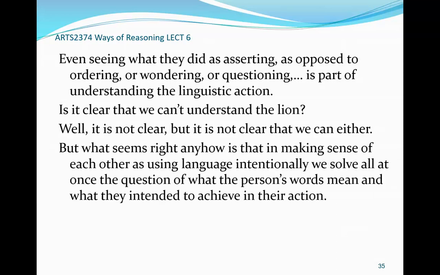What seems right in any case is that making sense of one another is actually making sense of the way we use language intentionally. And when we do that, we solve all at once for the question of what the words mean, but also what they intended to achieve with their action. And that is not straightforward. And it's only shown to be not straightforward when it becomes difficult. We take it for granted in most of our linguistic interactions.